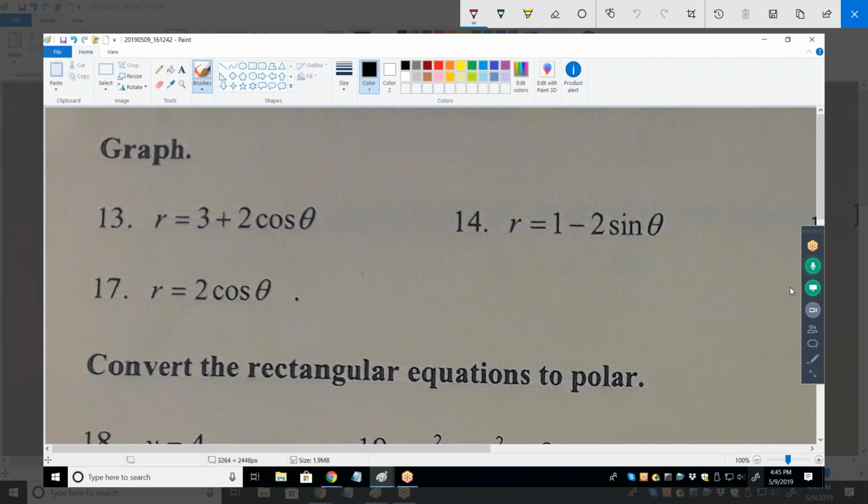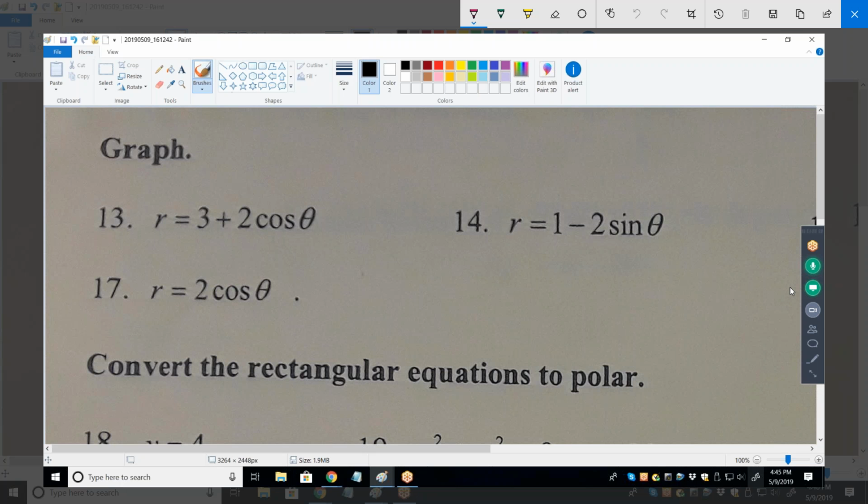Because with a table, you're going to get a bunch of dots. In other words, you're going to give various thetas and calculate what r is. And then you're going to have a bunch of dots. Plot them on polar graphing and then connect them. And you'll be able to tell whether it's a rose petal or a cardioid. And that's probably the quickest way to do these.